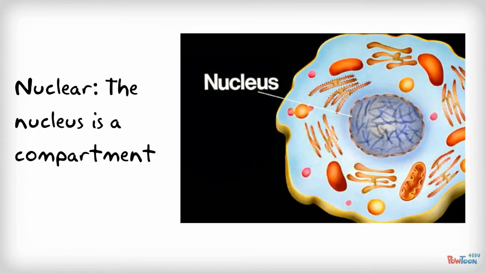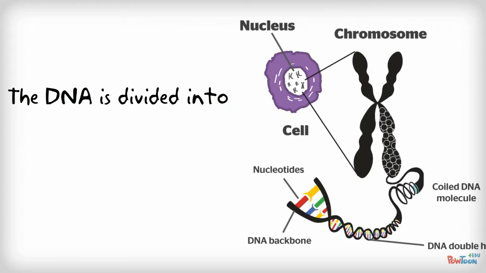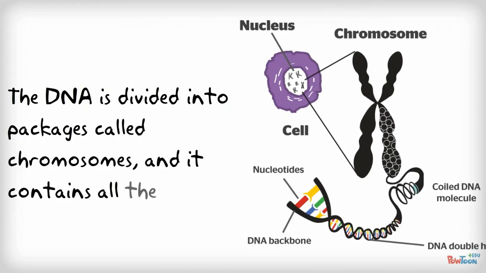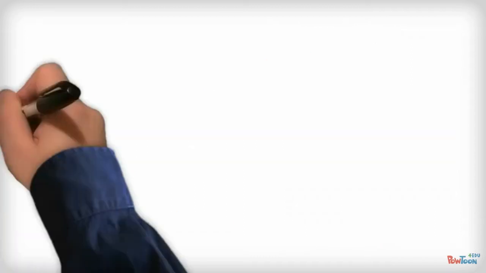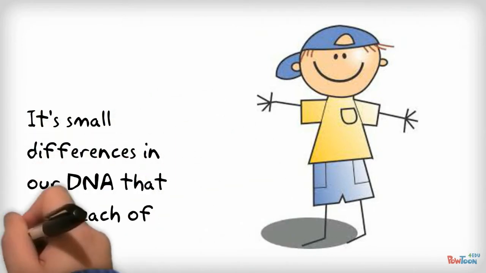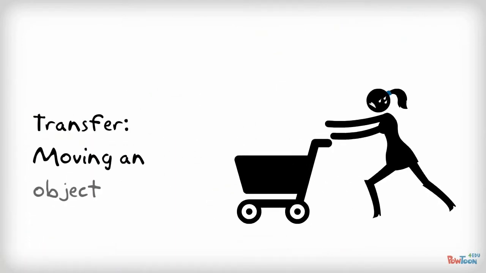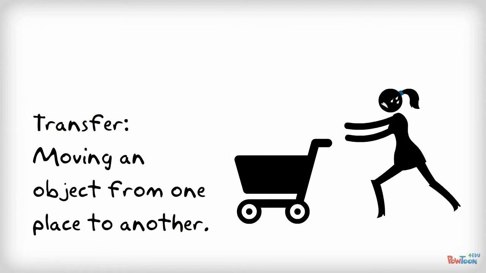Nuclear. The nucleus is a compartment that holds the cell's DNA. The DNA is divided into packages called chromosomes, and it contains all the information needed to form an organism. It's small differences in our DNA that make each of us unique. Transfer: moving an object from one place to another.